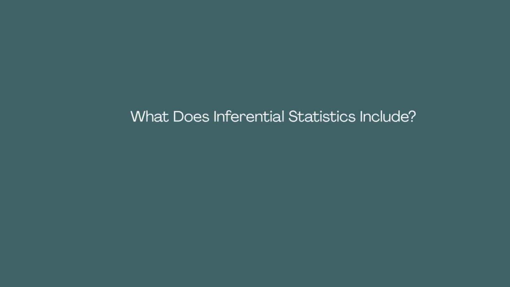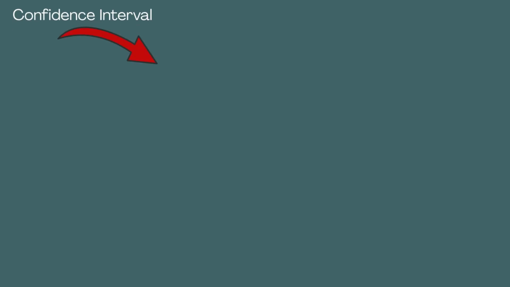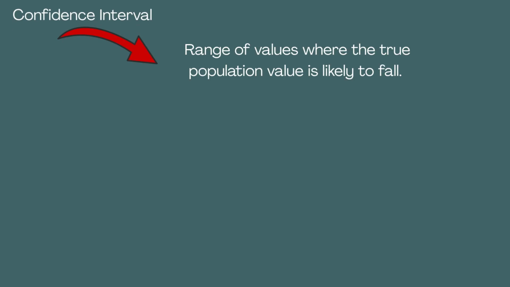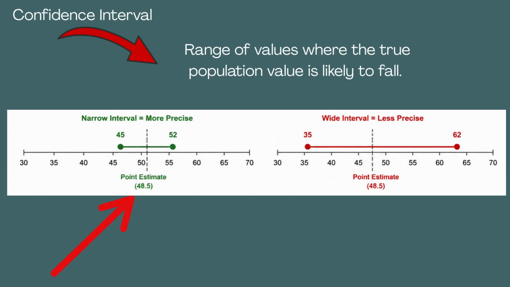What does inferential statistics include? Inferential statistics uses different statistical methods to help researchers make conclusions about a population using data collected from a sample. Confidence interval. A confidence interval gives a range of values where the true population value is likely to fall. For example, a 95% confidence interval of 45 to 52 means the true population value is likely to be between 45 and 52.